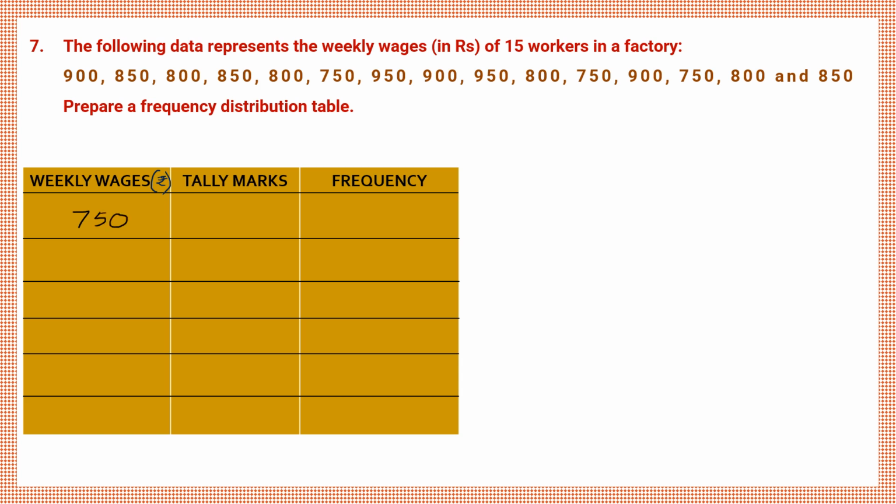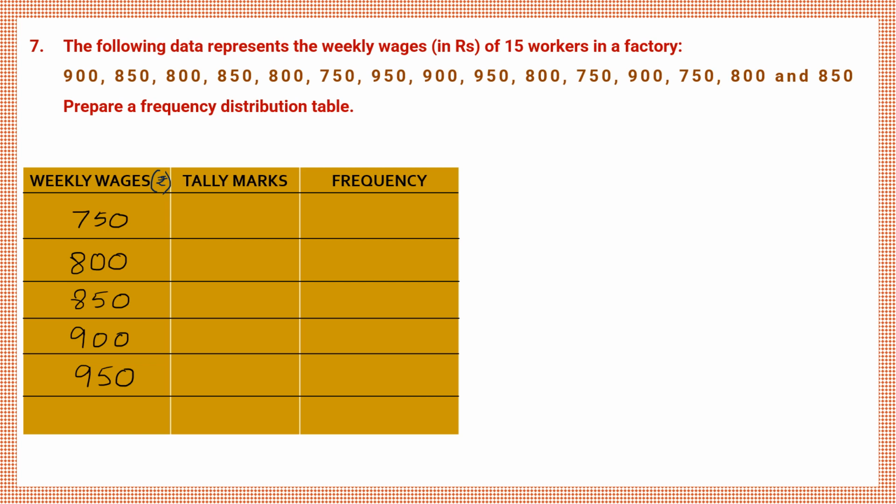Okay, what comes next? Now 750, and as you can see, they're all in 50s. So 750, then we have 800, 850, then we have 900, and we also have 950. So it's all in 50s. So 750, then 800, 850, 900, 950. Now we'll start with the tally marks.